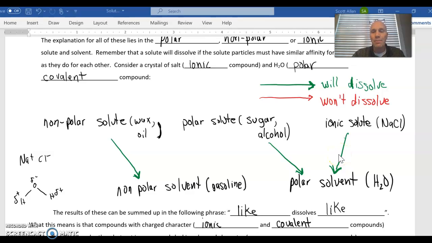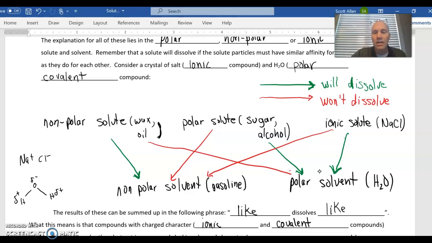So the opposite of some of these things is also true. A polar solute is not like a nonpolar solvent, so that tends not to dissolve. That's why I'm using a red arrow for that. Also, an ionic solute is not like a nonpolar solvent. Those tend not to dissolve either. And then we have a nonpolar solute over here and a polar solvent. This tends not to dissolve.